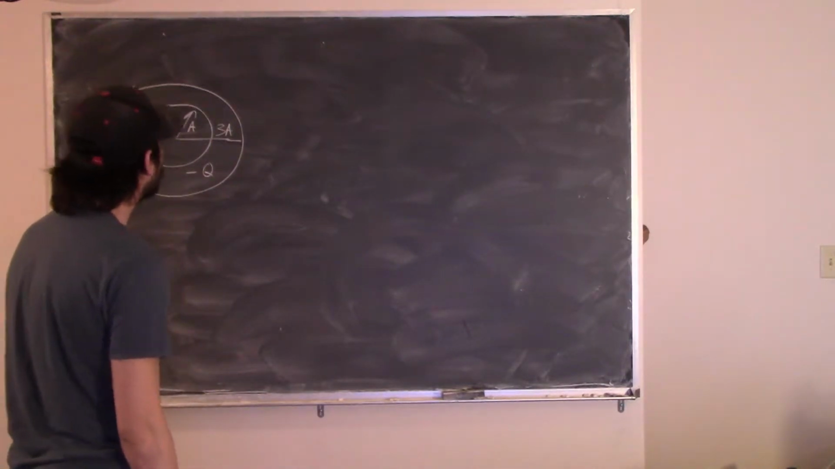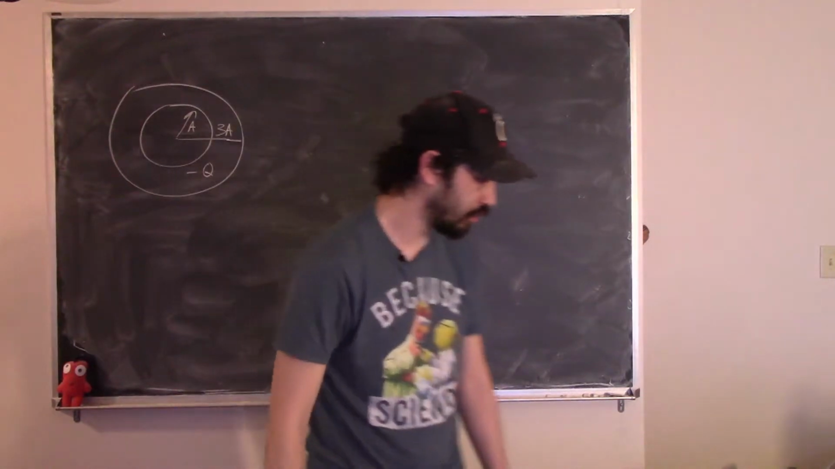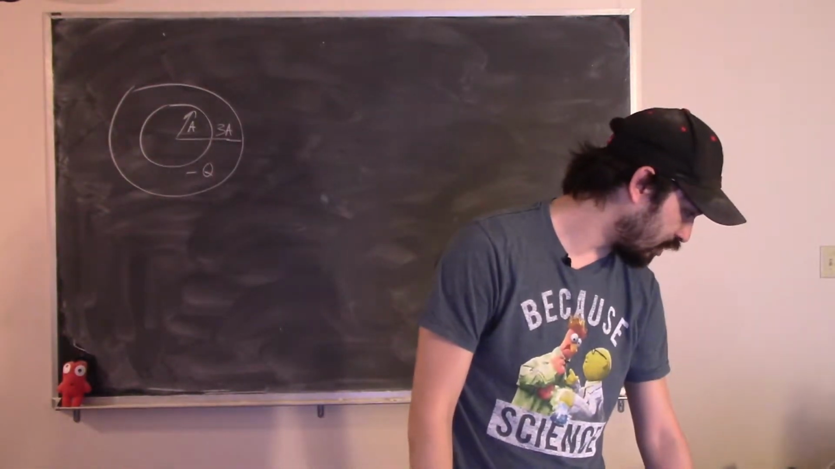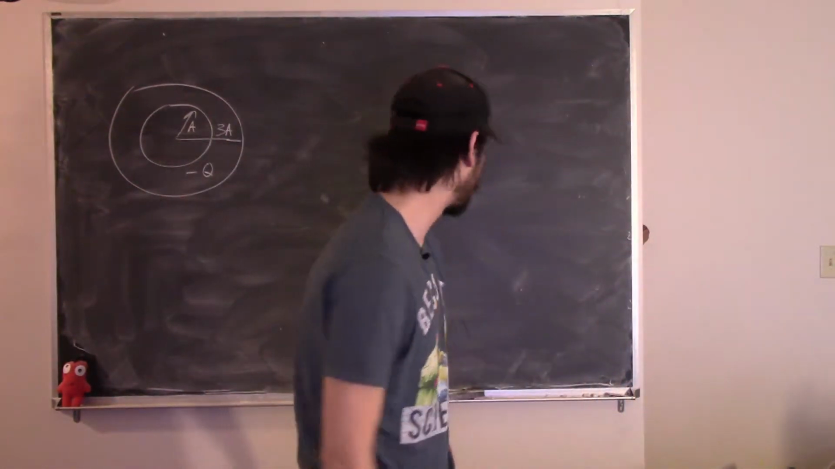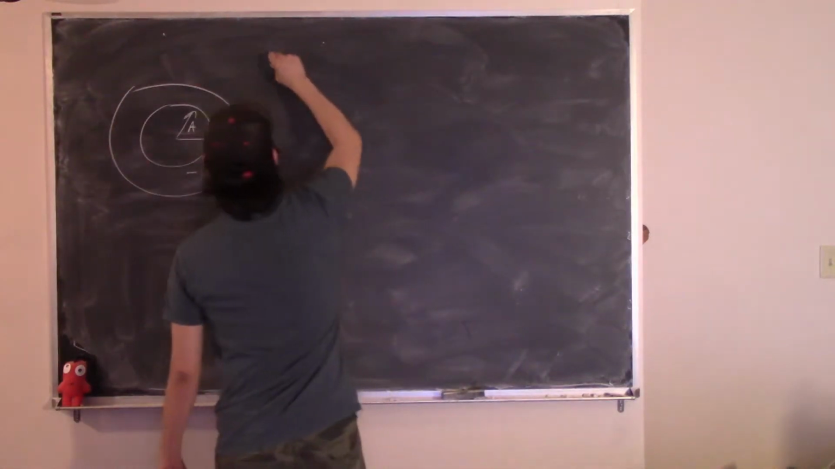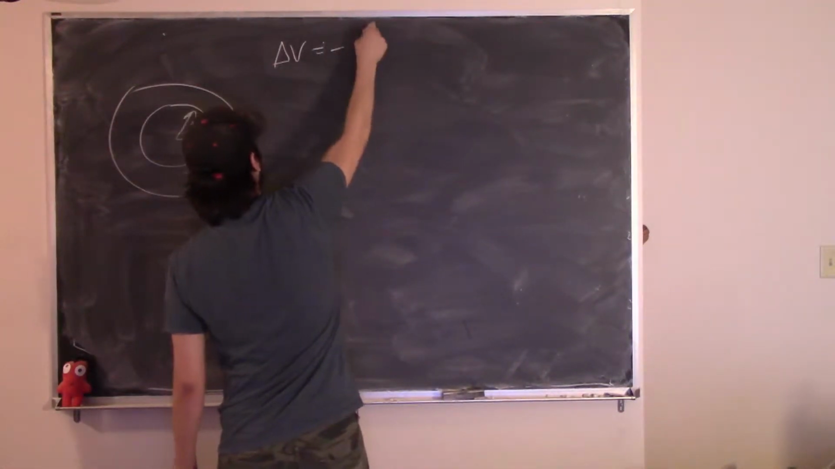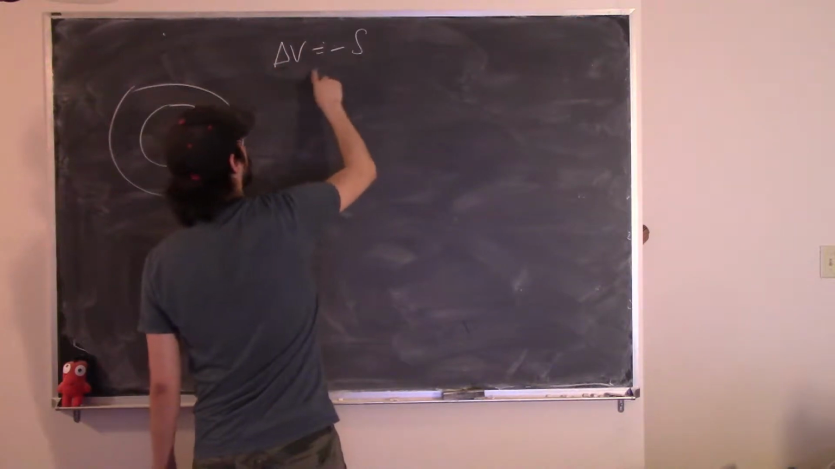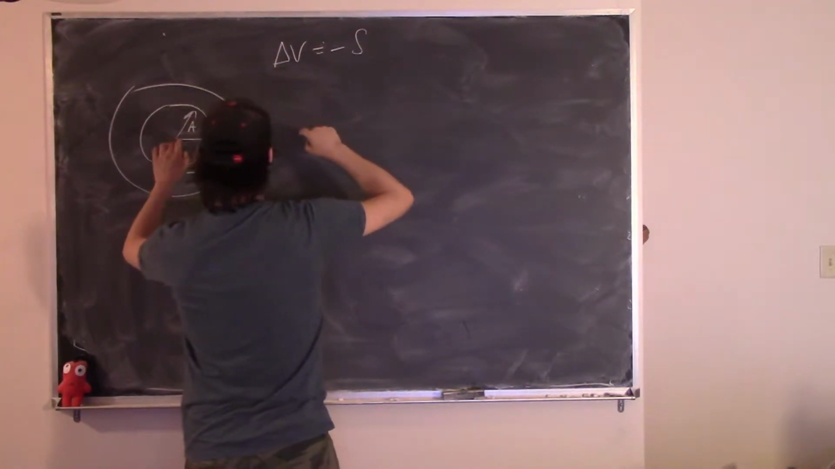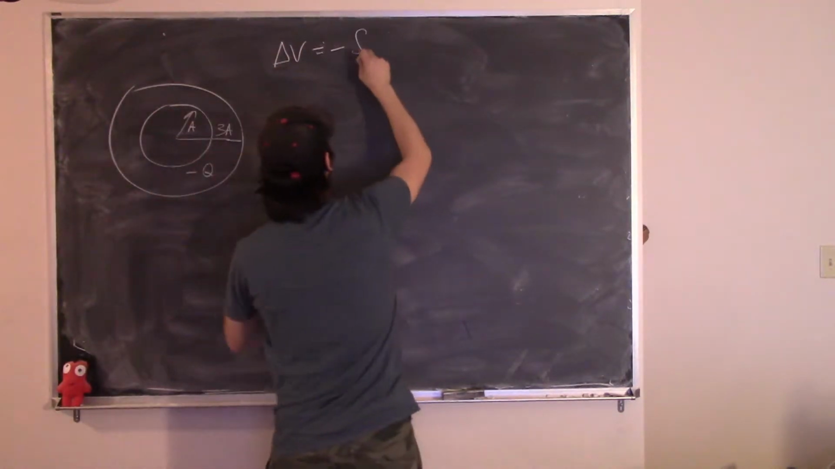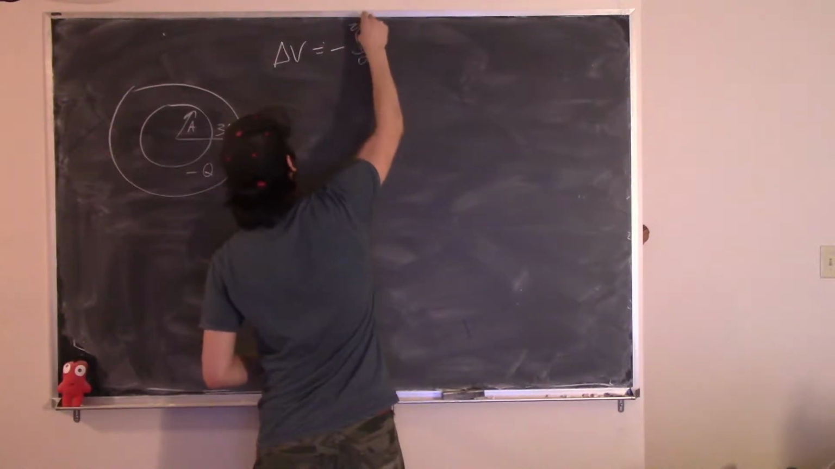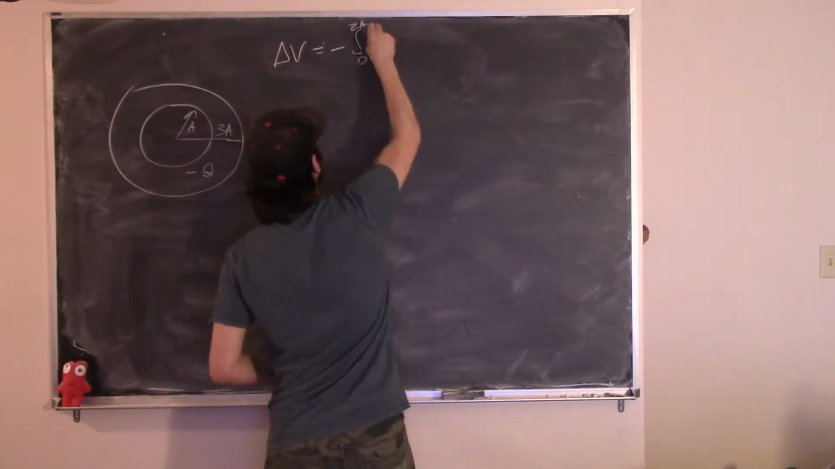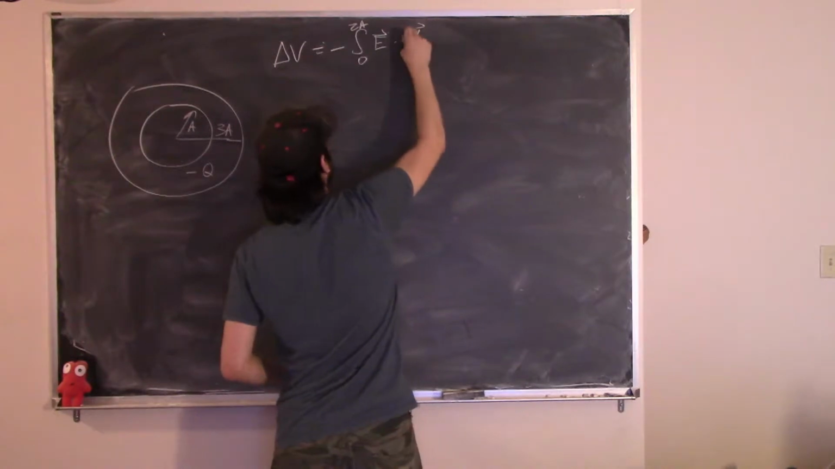And what we want to do is find the difference in electric potential between the center of the shell and the point 2A from the center. Like I said, these are important calculations to be able to do. We want delta V between 0 and 2A, so this is 0 to 2A, where this is going to be the integral of E dot dl.